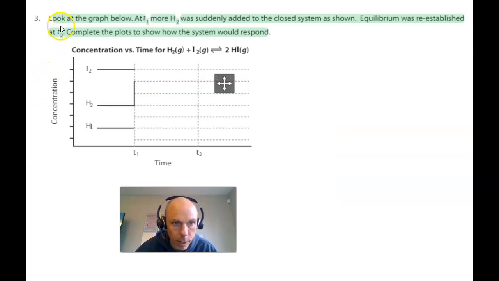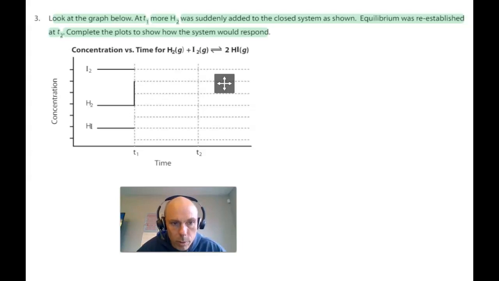All right, so we got a graph below with I2, H2, and HI depicted. Those are the reactants and the product. H2 was suddenly added to this closed system. Equilibrium was reestablished. Complete the plots to show how the system would respond, what the concentrations of the reactants and products will be relative to what they were to begin with. Notice there's an instantaneous increase in the concentration of H2. When a reactant or a product is added, there will be an instantaneous increase in that substance.